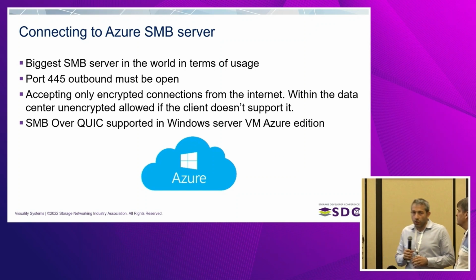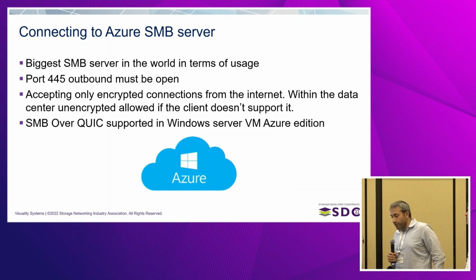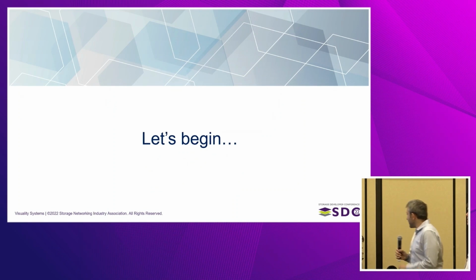So as I said, those are the clients that we will show you in a sec. We are all going to connect to Azure, which is the biggest SMB server in the world in terms of usage. It supports a wide variety of workloads, but does implement a small subset of SMB features compared to Windows Server. The Azure file server requires encryption, so any version from SMB 3 with encryption and above can connect to it. And as I mentioned, all of our implementations that we will show you support SMB 3.1.1. SMB over QUIC will also be presented with Azure. So without further ado, let's begin.